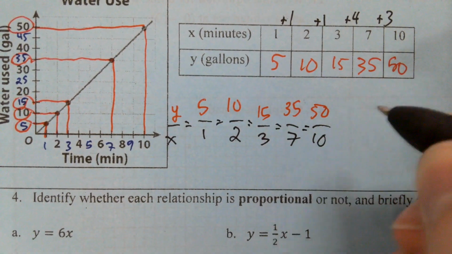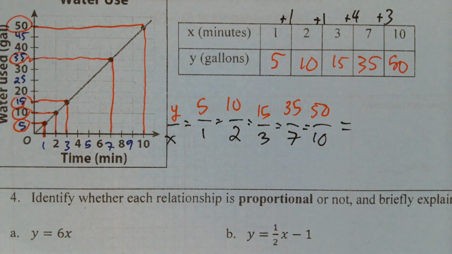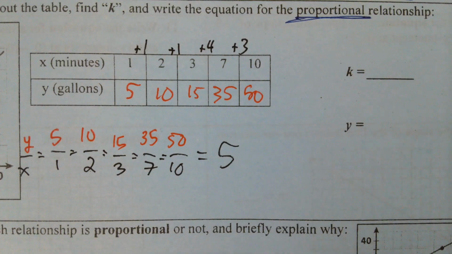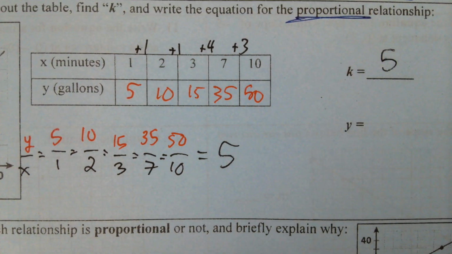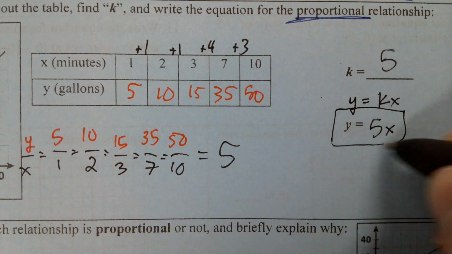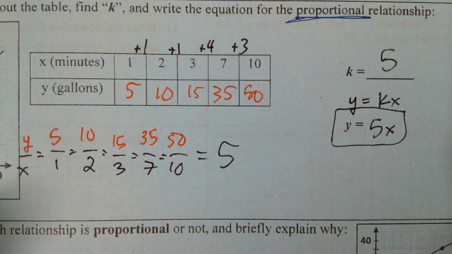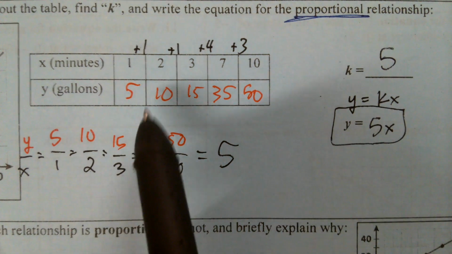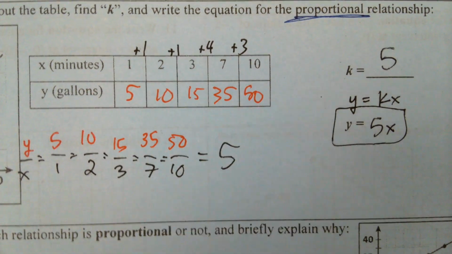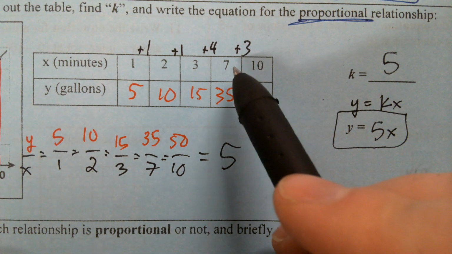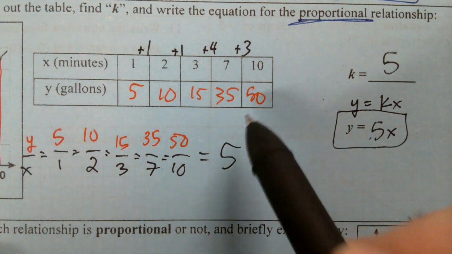Hopefully you can notice each of these fractions are proportional, and when we simplify them, what would we get? 5. So that means that my k is equal to 5. For the equation, if y is equal to kx, in this case, y is equal to just 5x. So however many minutes pass, you could multiply that number of minutes by 5, and that gives you the number of gallons. And that makes sense based on what we see in the table. 10 minutes multiplied by 5, 50 gallons. 7 minutes multiplied by 5, 35 gallons used.